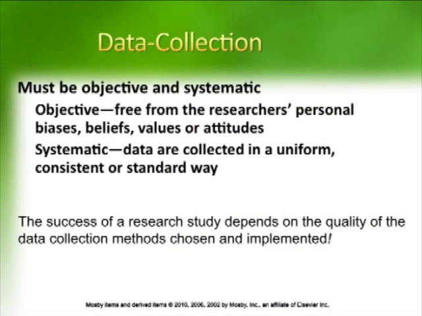Well, we now want to talk about data collection. Data collection must be objective and systematic. Objective meaning that it is free from the researcher's personal biases, beliefs, values, or attitudes. Systematic means that the data must be collected in a uniform, consistent, or standard way. The success of a research study depends on the quality of the data collection methods chosen and implemented.